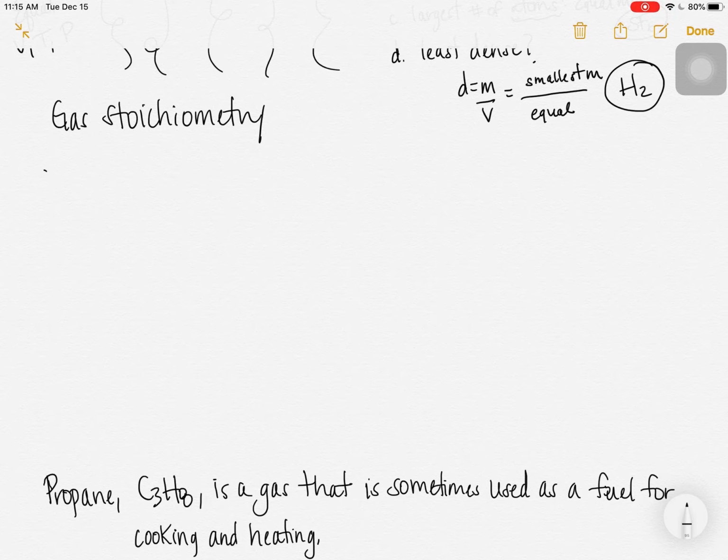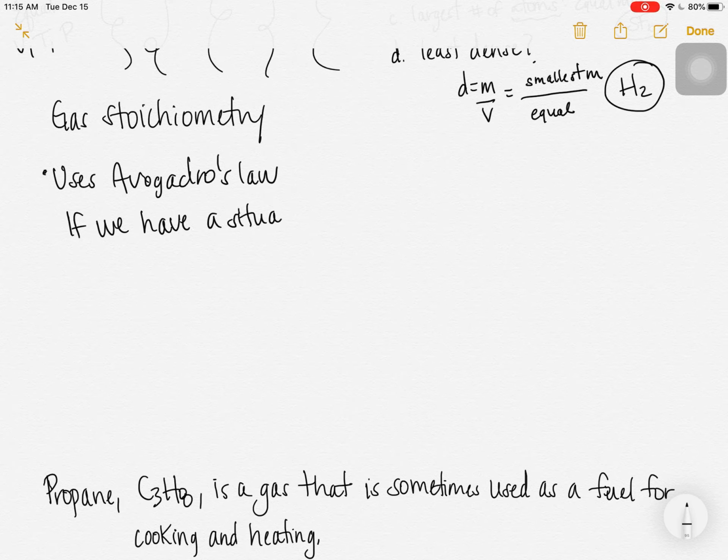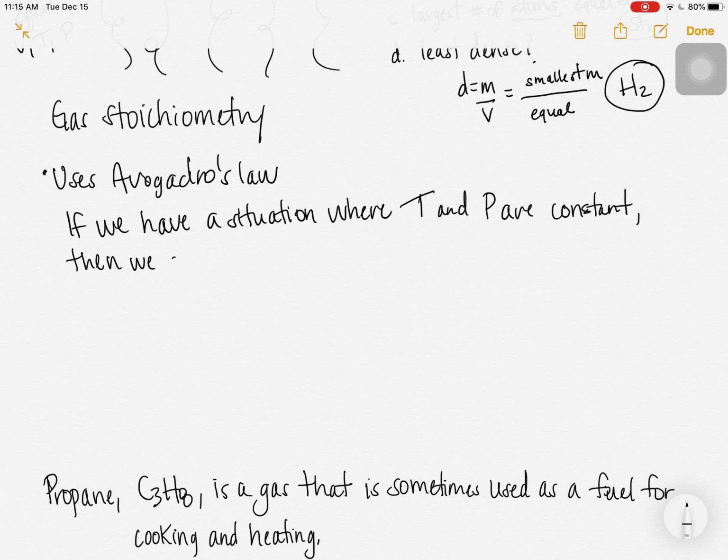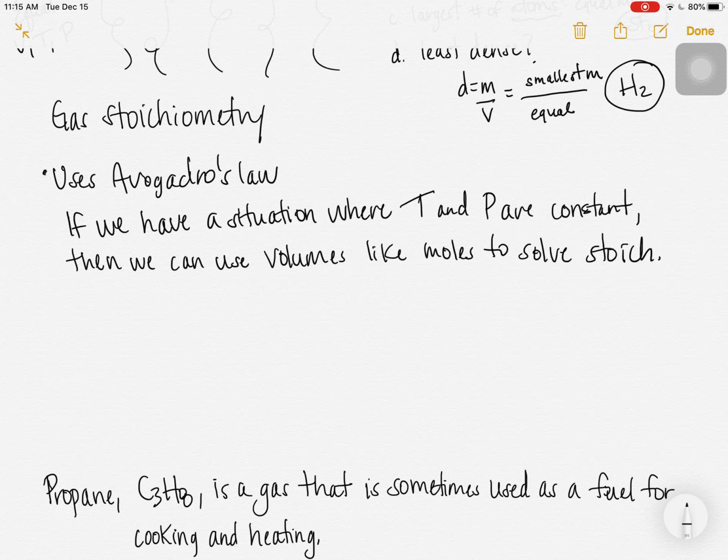All right, so how does this play into gas stoichiometry? Well, it's kind of nice. Gas stoichiometry uses Avogadro's law. So if we have a situation where my temperature and my pressure are constant during a reaction, then we can use volumes like moles to solve stoich problems.